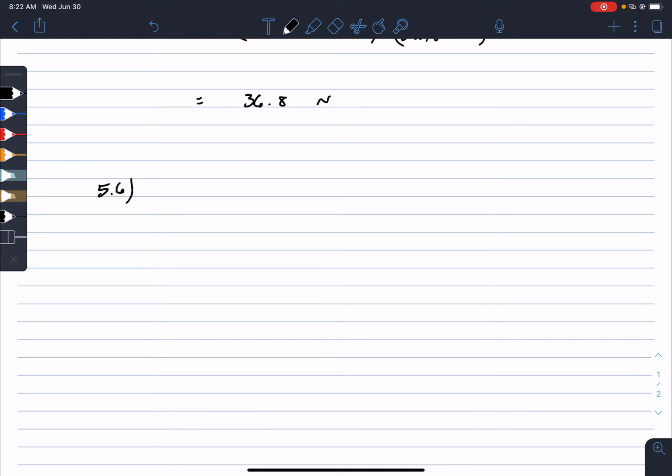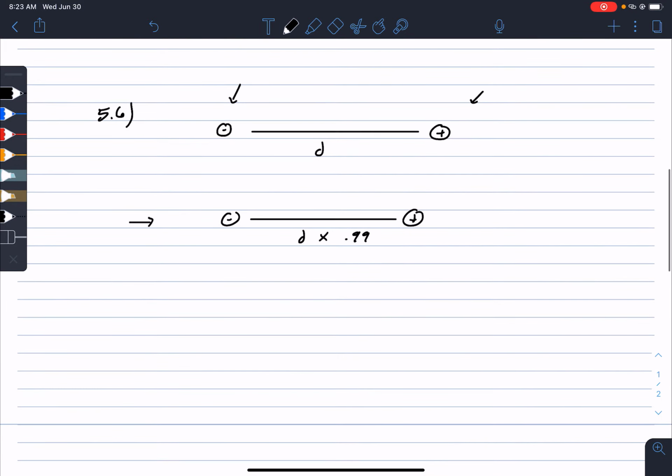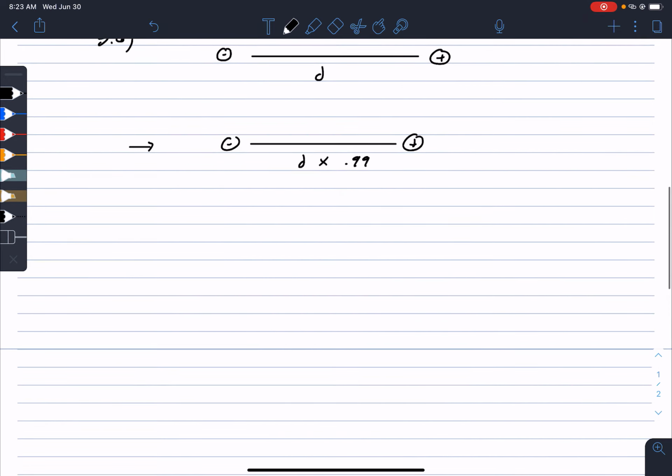Okay, so we have singly ionized, so here's a positive charge, here's a negative charge. And then when that happens, the distance is compressed by 1%, so that gives us left over 99% of the total length. Okay, so since we're modeling this as a spring and we have an electric force, we can equate the two forces.